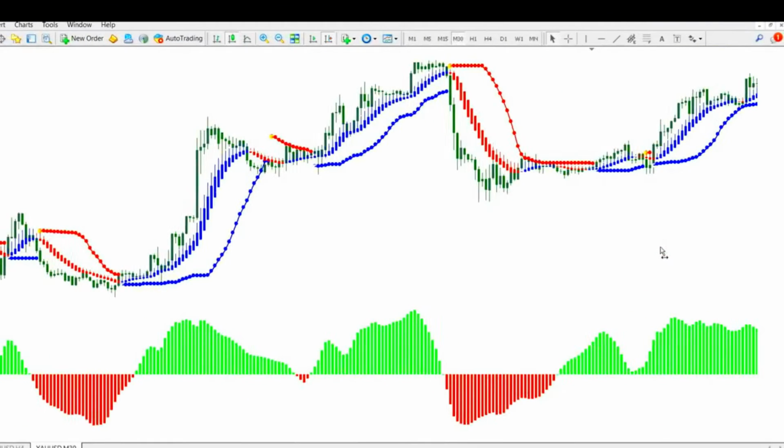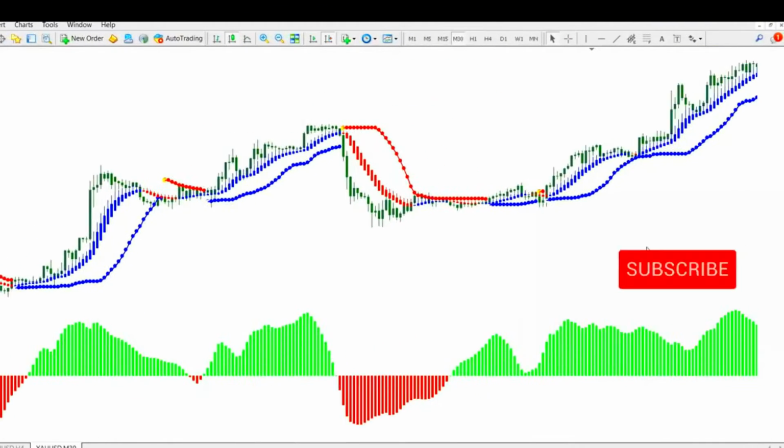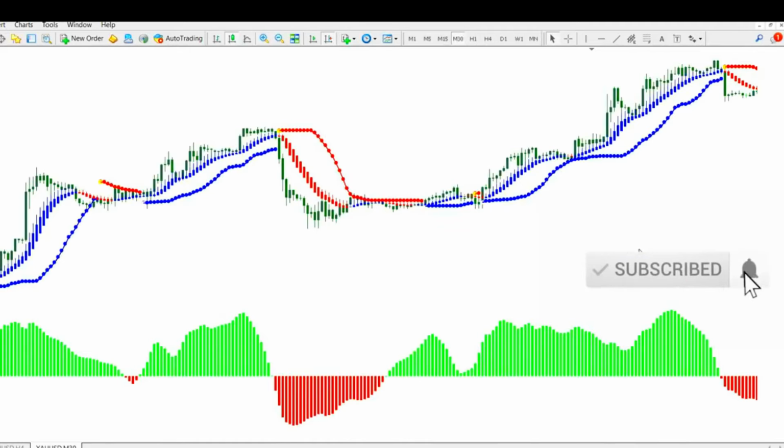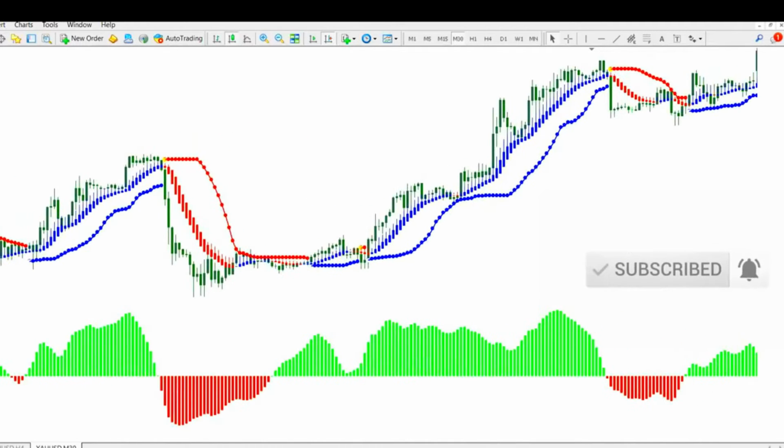You will see three indicators on the chart: Super Trend Indicator, Heikin-Ashi Indicator, and MACD. Heikin-Ashi Indicator and MACD Indicator will help in executing the trade, and the Super Trend Indicator will help with stop loss. So let's see how to use them.